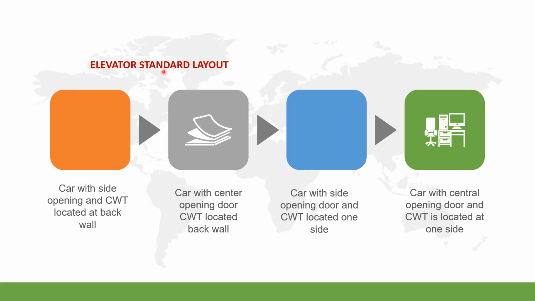So, elevator standard layouts. Based on the counterweight and car positions, we have divided them into four different kinds of car layout. The car with side opening and the counterweight located at the back wall. Another type, car with center opening door and the counterweight located at the back side. Then the car with side opening door and counterweight located on one side, and the car with central opening and the counterweight located at one side. So these are the four different kinds of elevator layout.